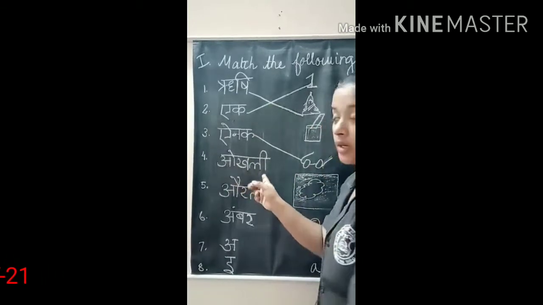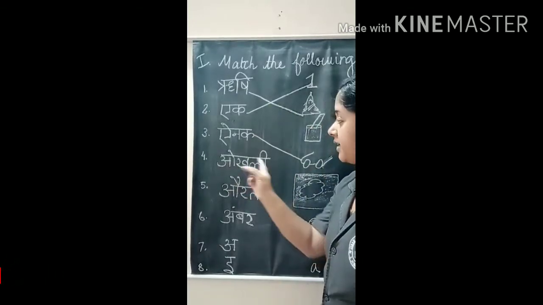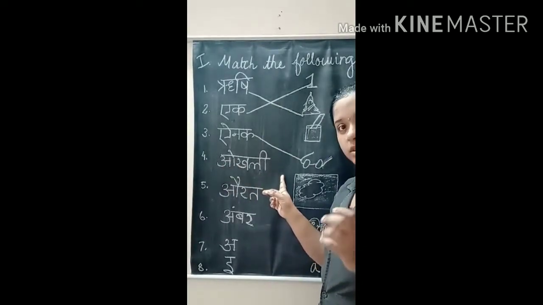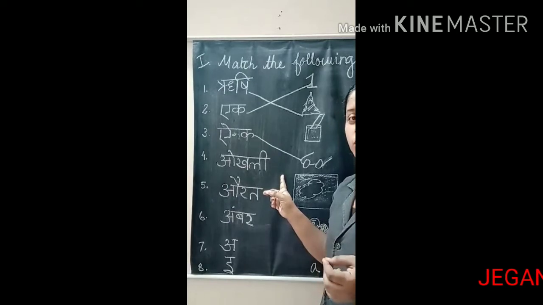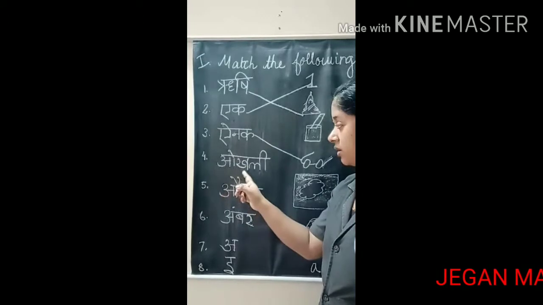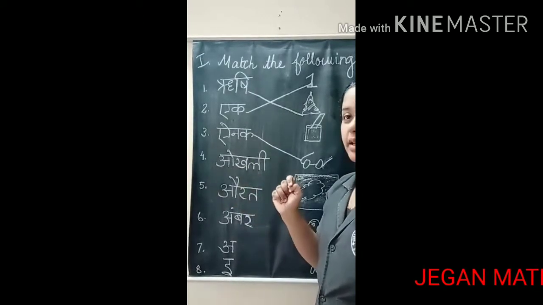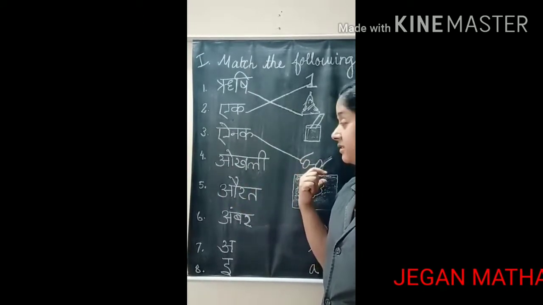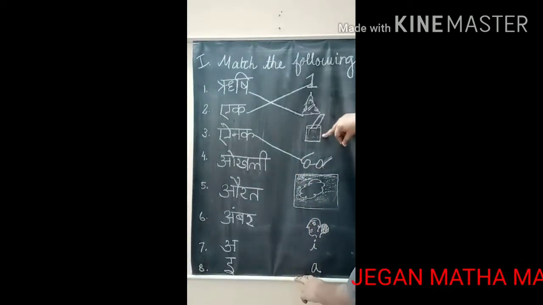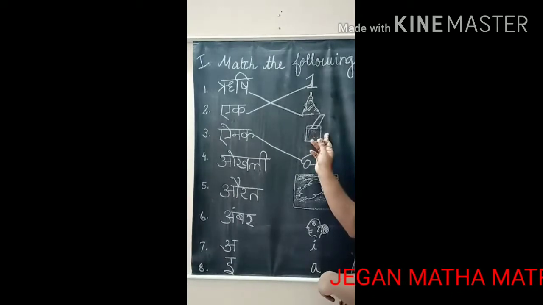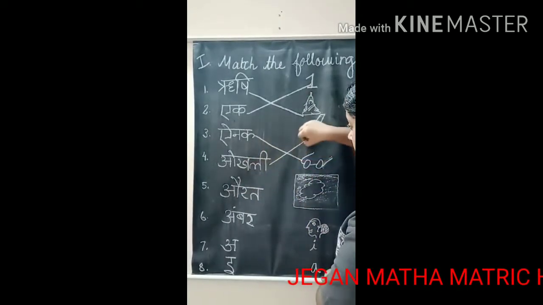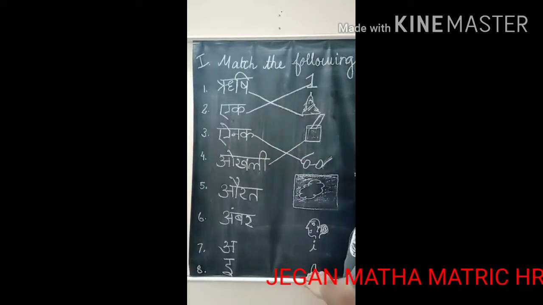Next word is Okhali. O se Okhali we have learned, and we know that Okhali means mortar in English. And in Tamil we used to call it Ural. Okay. So O se Okhali. So Okhali's picture we have to find on the opposite side. So mortar we have to find. See here. It's a picture of Okhali. Okay, so let's match the word Okhali and its picture. So this is the way you have to match.